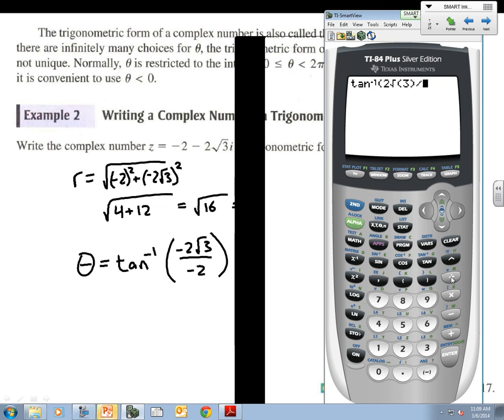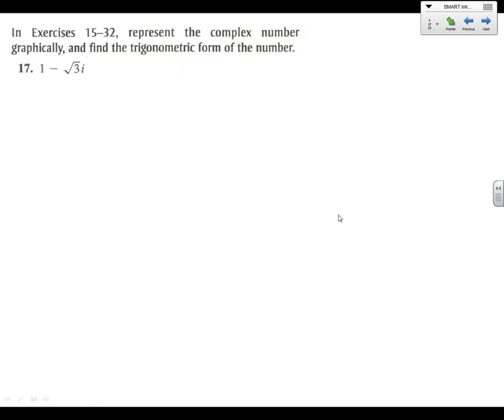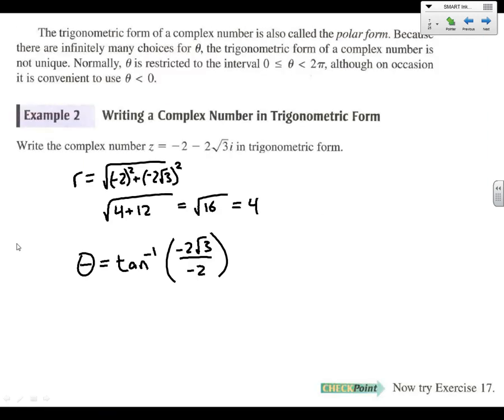Close our parentheses, divided by 2. Notice that the negatives cancel out, so I'm not going to put those in. All right, we get 60 degrees here. And be careful, though, because 60 is not the correct answer. The reason why is that -2 and -2 root 3, which root 3 is about 1, so we're down here somewhere. Okay, that's in quadrant 3.